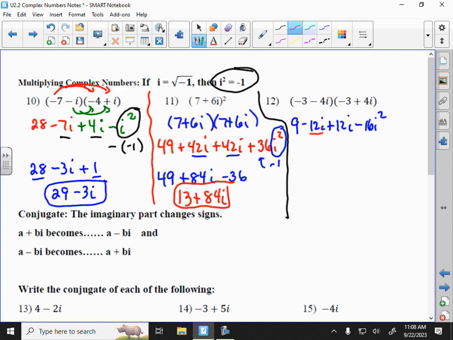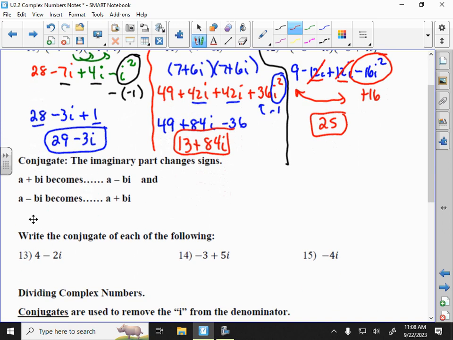Combining like terms, negative 12i and 12i, those are going to cancel. Okay, we have minus 16i squared, which is really going to change to plus 16, because i squared is negative 1 times negative 16 changes to positive 16. Now I can add 9 and 16 together, and I get 25. Okay, so all the i's canceled out on this one. All right, so that's how you add, subtract, and multiply complex numbers.